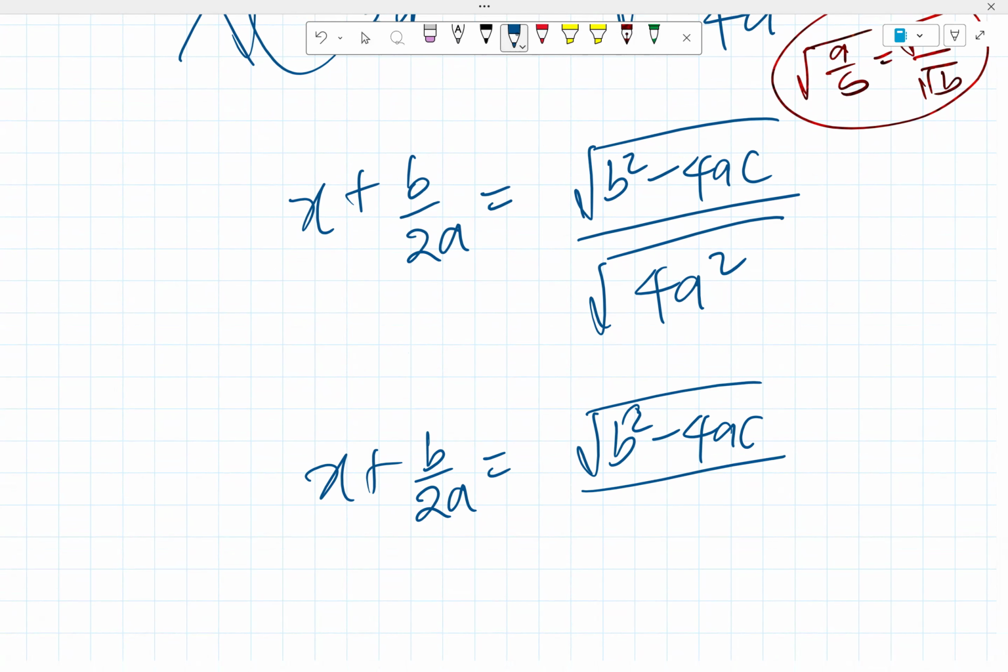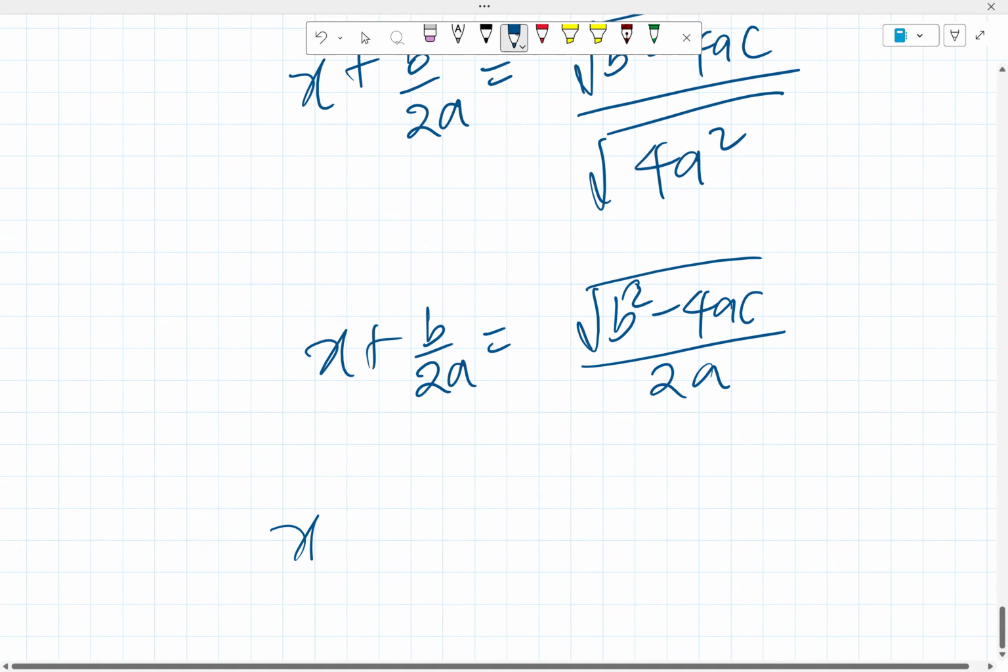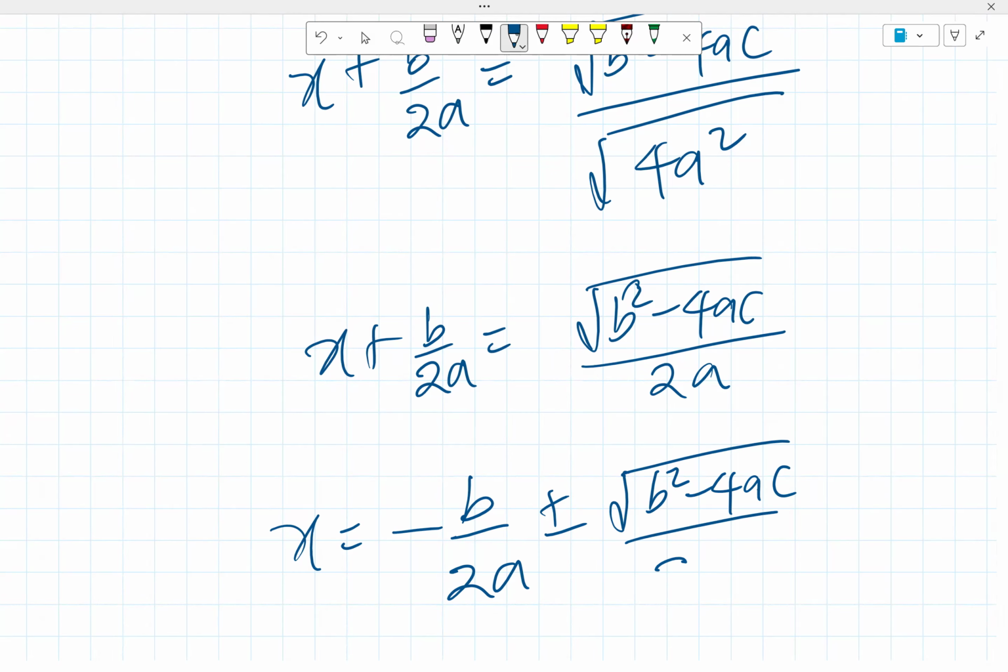The square root of 4a squared is 2a. And then we can have x now equal to, so you can subtract b over 2a from both sides. So we have minus b over 2a plus, now this is a square root, right? So it has to be plus or minus. So we have plus or minus the square root of b squared minus 4ac all over 2a.